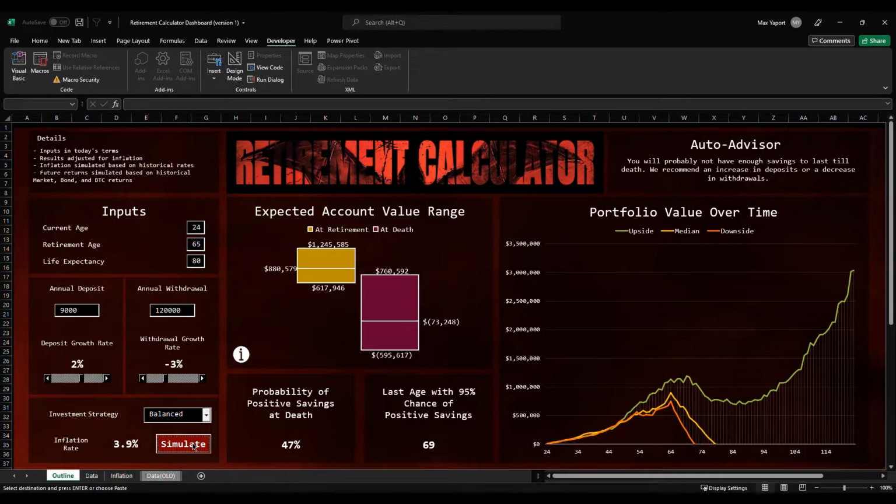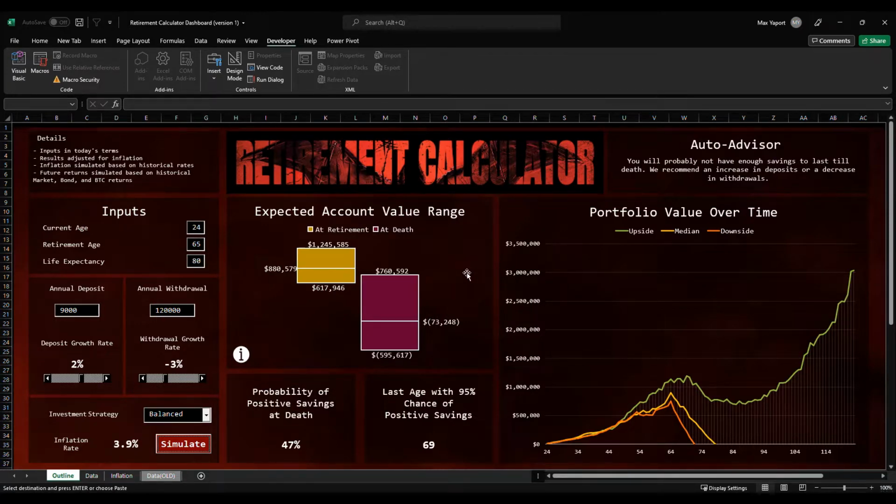As you can see this time, the results are a little bit more mixed. At retirement, he'll have about $880,000 saved up, and this is a pretty big difference from before just because of the power of compounding, and those lower deposits really did make an impact here, as well as the investment strategy.